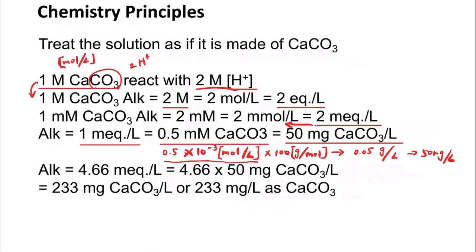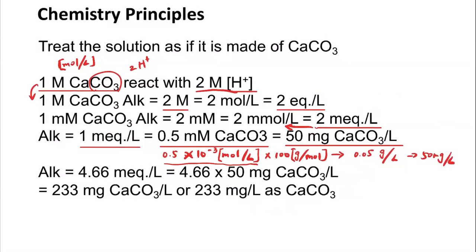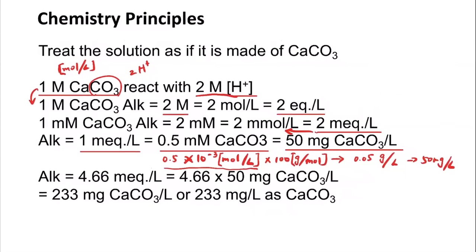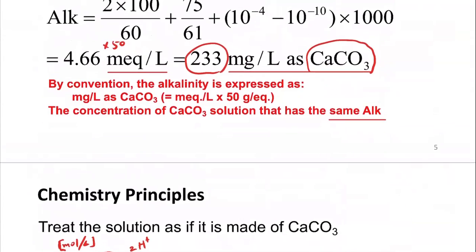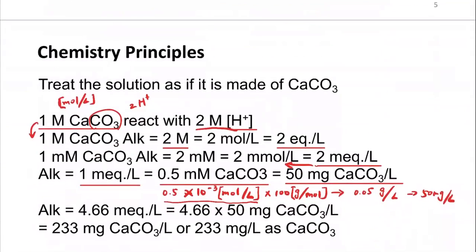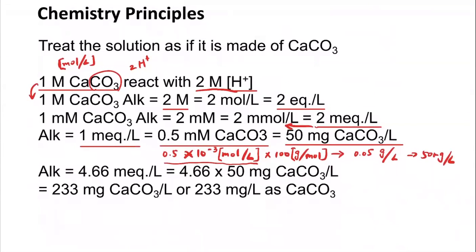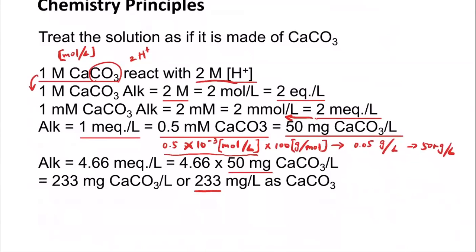alkalinity, okay? So now, by knowing this conversion, we know that 1 milli equivalent is equal to 50. Then for this problem, we have 4.66, right? So we just multiply this 4.66 by 50 milligram per liter, and that is going to be the alkalinity that's shown as calcium carbonate. Okay, so this is where this 50 is coming from, and how do we convert the alkalinity in terms of the calcium carbonate?